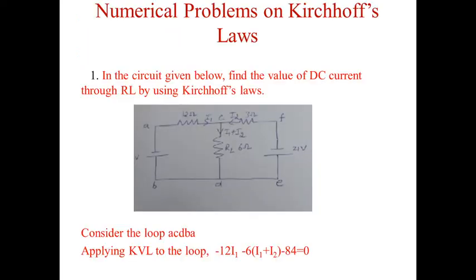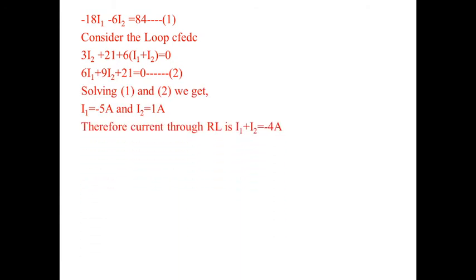When you solve for I1 and I2, you will get I1 value as minus 5 amps and I2 value as 1 amp. That means whatever direction we assumed, that is I1 from A to C, since we got a minus sign, the direction of current is opposite to the assumed direction. Since I2 is a positive value, 1 amp, the assumed direction is the same.